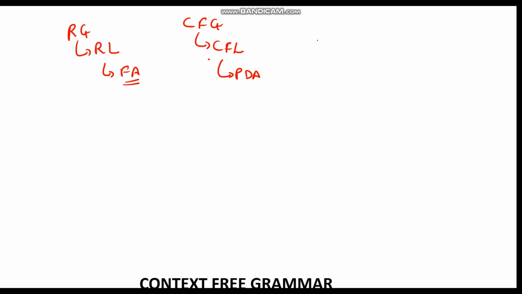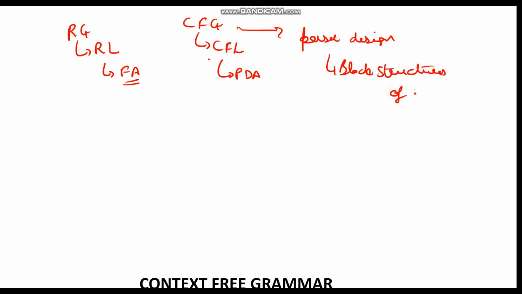So context free languages basically are applied in parser design. These are used in parser designs, like the compiler has a parser, so it is used over there. They are useful for describing block structures of programming languages. So here we say the role of context free languages is to be useful in parsing, and they are where we can describe the block structures of programming languages.